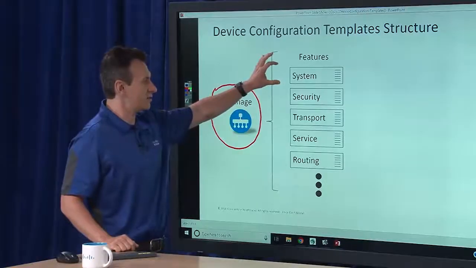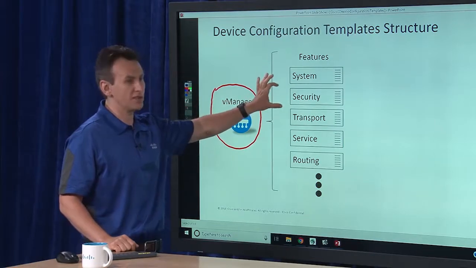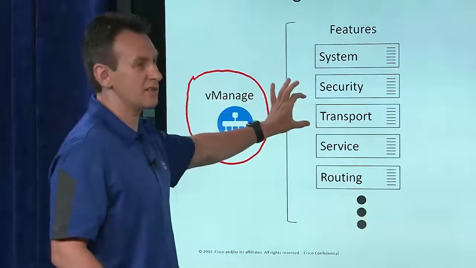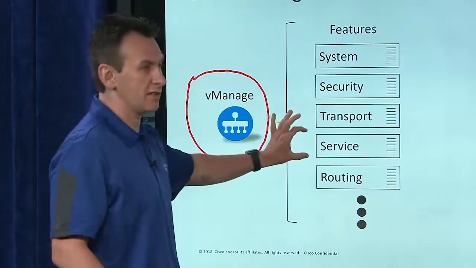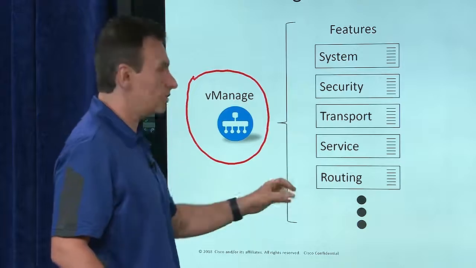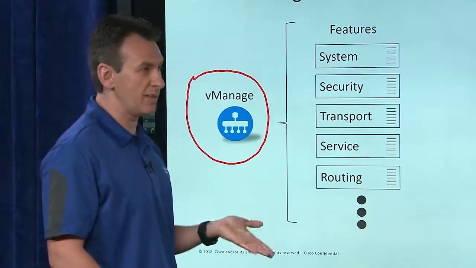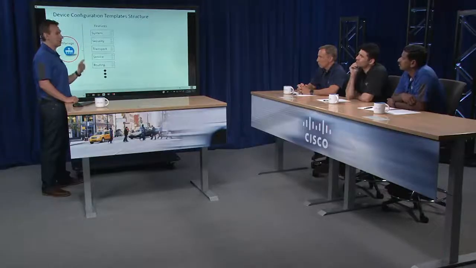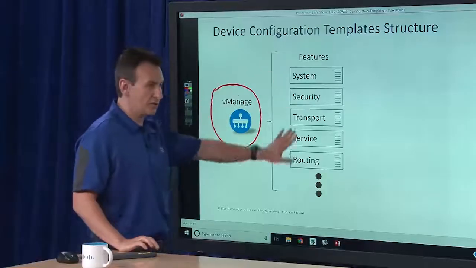These are the things that have to do with system level parameters. These are things that have to do with security. This is the transport VPN connectivity, which is VPN 0 in our case. This is the service VPN configurations. There are things that have to do with routing, and there's more. There are things that have to do with AAA authentication, and NTP for keeping time synchronized, syslogging, SNMP, things like that. So these are features that comprise the entire device configuration, right? Those are the individual features.